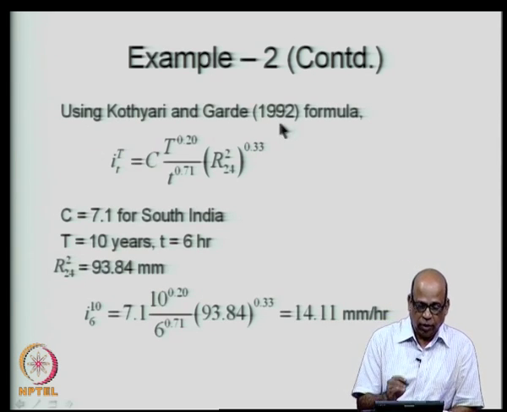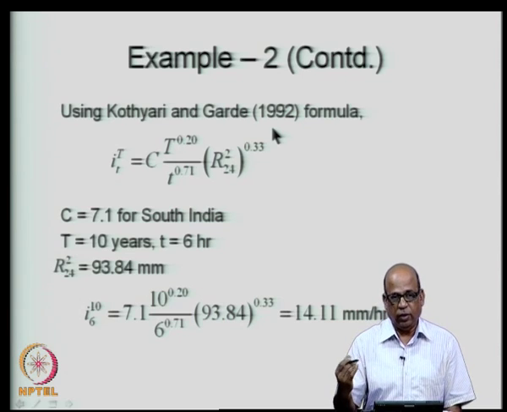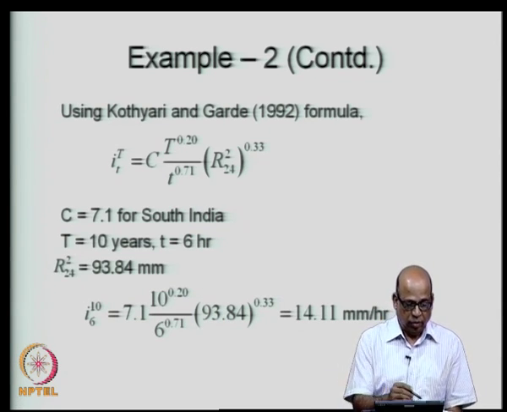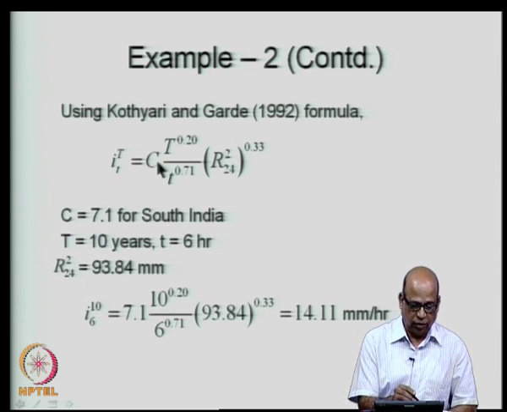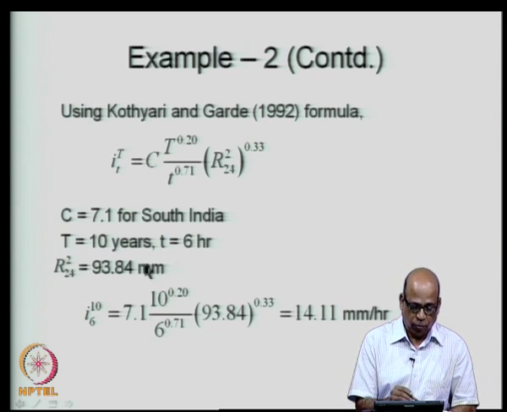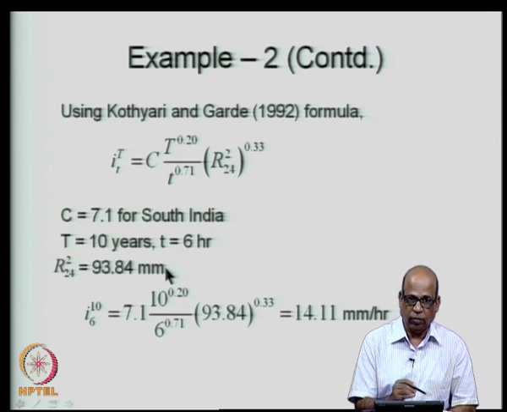So, we will use the Kothari and Garde relationship, which was provided in 1992 with the data that was available. They studied 80 rain gauges spread all across the country, and therefore, this may be a slightly better one. Now, we use this, and they have given for South India the constant C as 7.1. We are using T equal to 10 years for this example, the duration is 6 hours, and R24,2 is 93.84. This I am directly picking up from our data which is available.